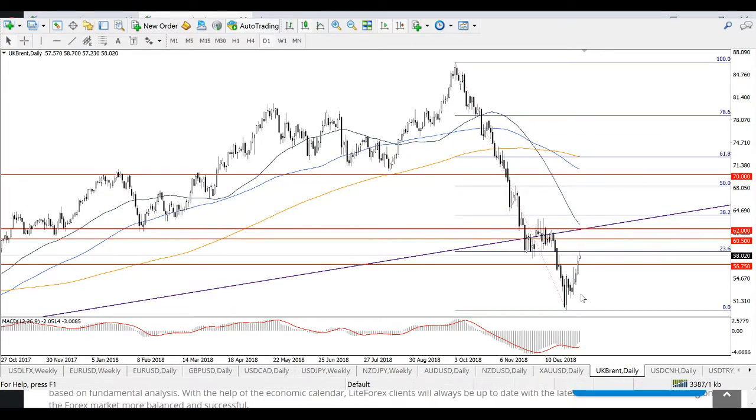Finally, Brent oil is recovering. We can see that we have now reached level of 58. It seems that the asset has made a bottom around $50 a barrel and can continue pushing higher to 60.50 and 62 in the near term.